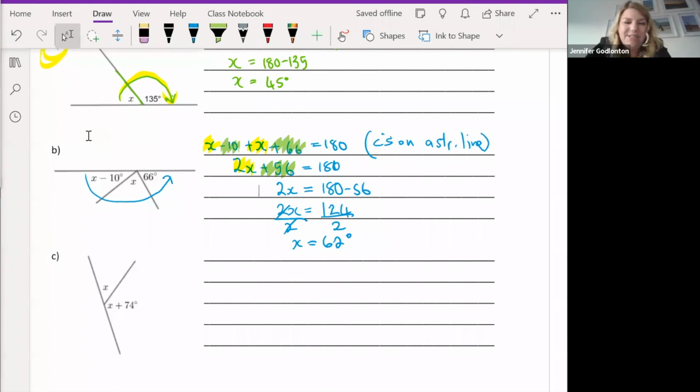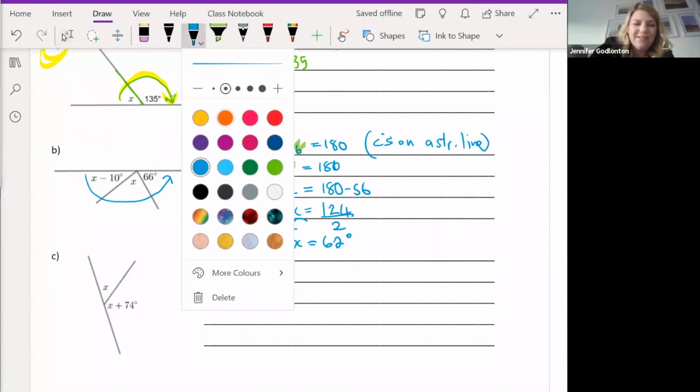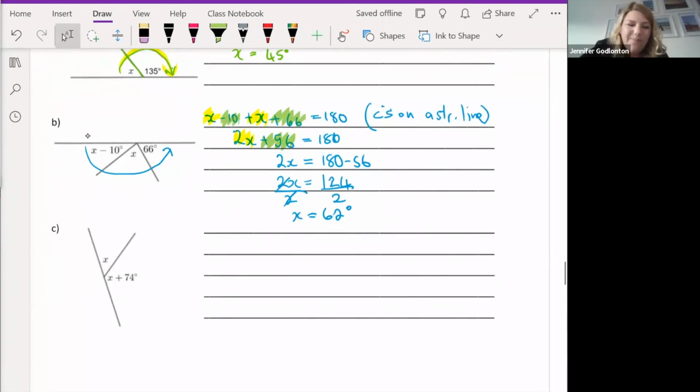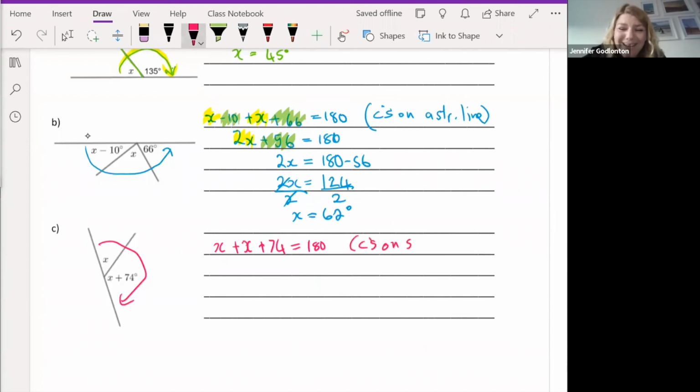All right, can you take us through C? What am I going to write? My formula is going to be x plus 74 equals 180. And my reason will be angles on a straight line. Just give me a chance, you're much faster than me. Okay, angles on a straight line. Good. Next line. The next line will be 2x equals 180 minus 74. Good.